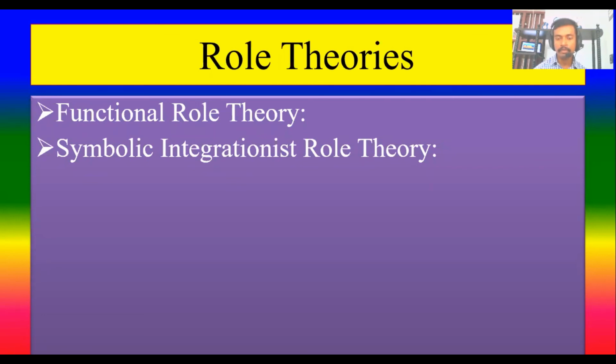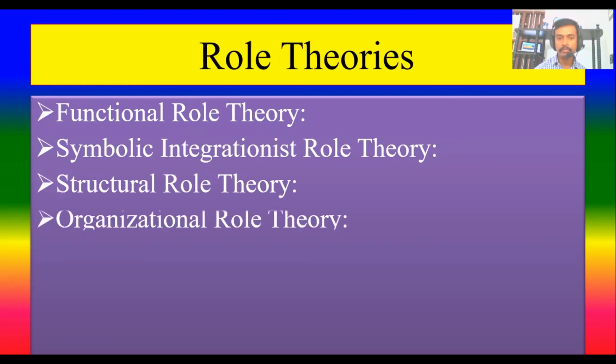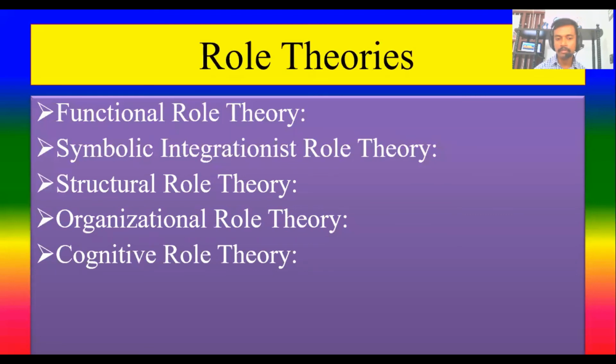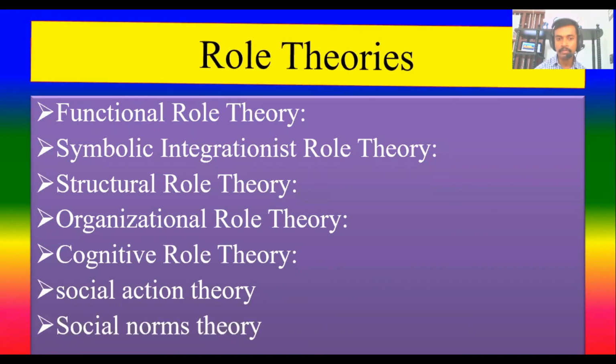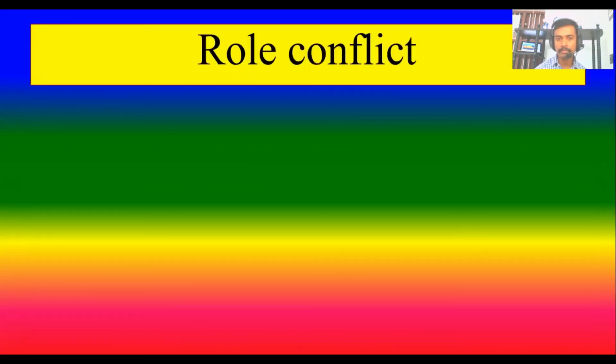Symbolic interactionist theory, structural role theory, organizational role theory, cognitive role theory, which is a psychological theory, social action theory, social norms theory. So these are some role theories. This question may be asked as short, small questions.